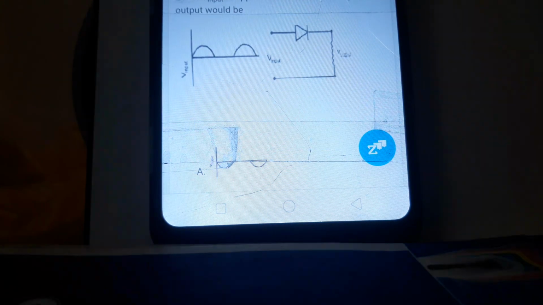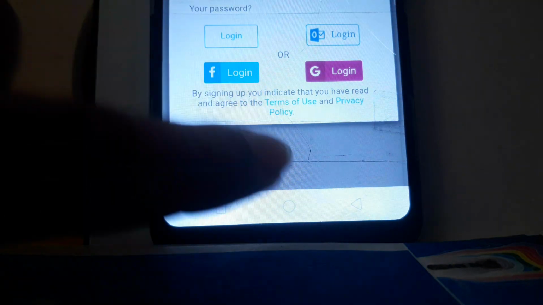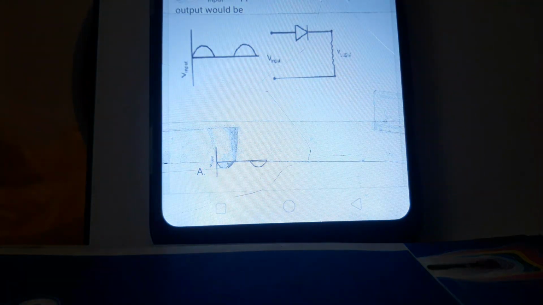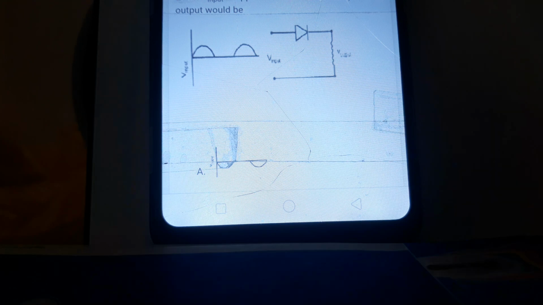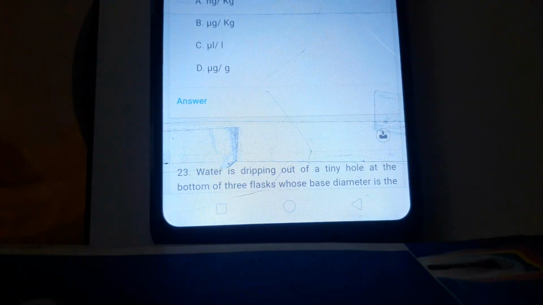21st. If V input is applied to the circuit shown, the output would be... Copy these diagrams, please. Check these diagrams. You can refer to them when you replay the recording. Next question: parts per billion can be represented as ng per kg, microgram per kg, microliter per liter, or microgram per gram.